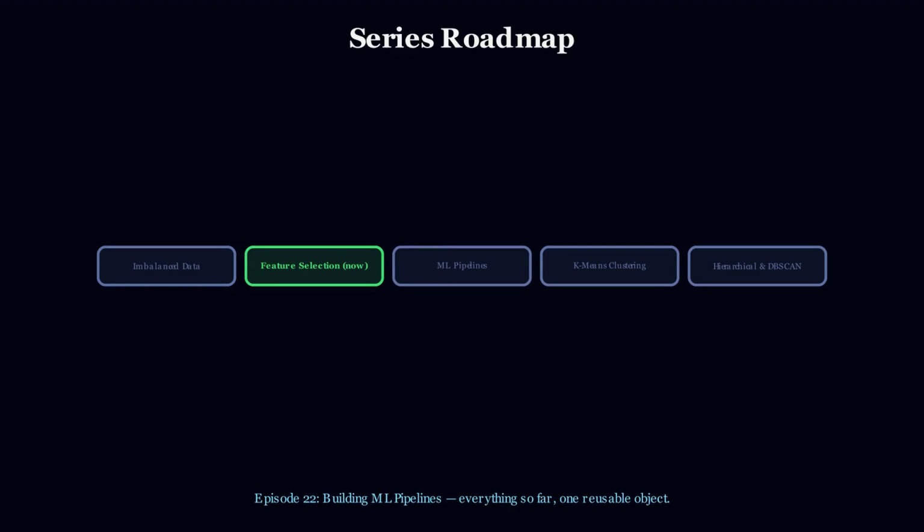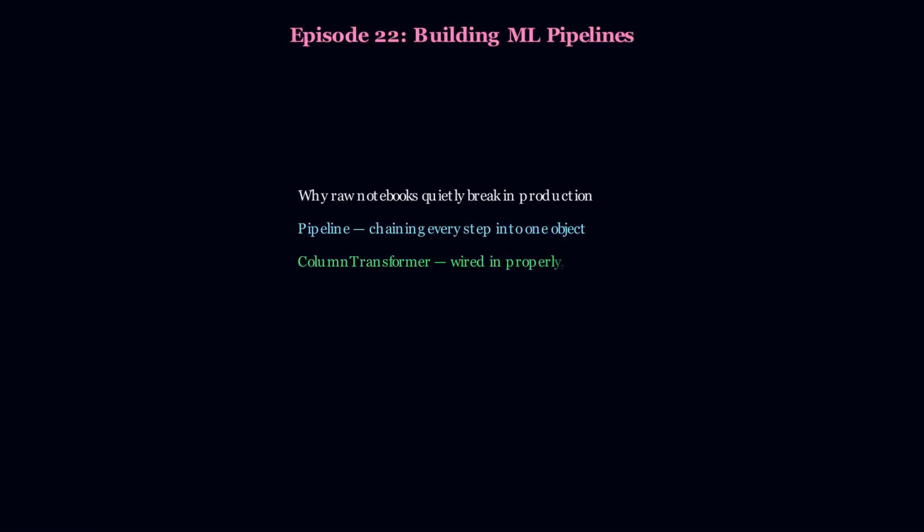Episode 22, Building ML Pipelines. Turning everything so far into one reusable object, start to finish. Why raw notebooks quietly break the moment they hit production. Pipeline and column transformer, wired together properly. One object, raw data in, a prediction out.